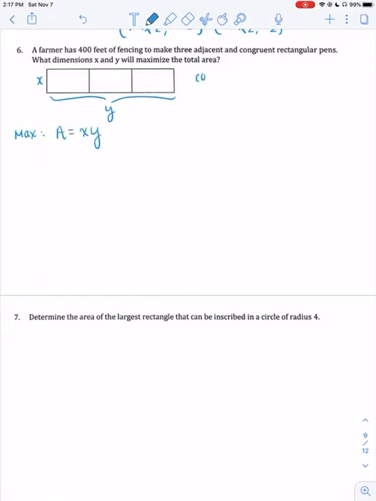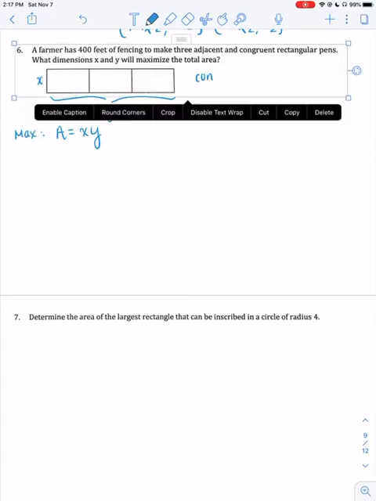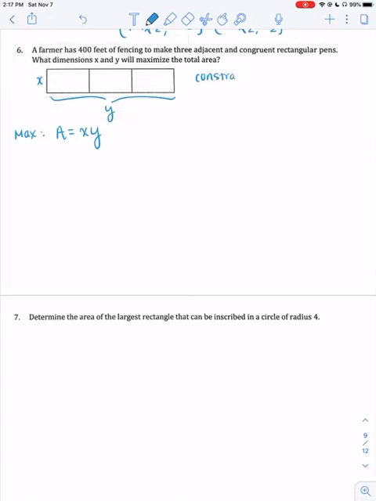And what will our constraint be here? Oopsies, constraint. So the constraint is that we have 400 feet of fencing, and we're making all 3 of these pens. So we need fencing here and here and here, and those are all going to be x, and then this whole top thing will be y. So the constraint is that we have 400 feet of fencing, and that needs to cover 4x plus 2y.